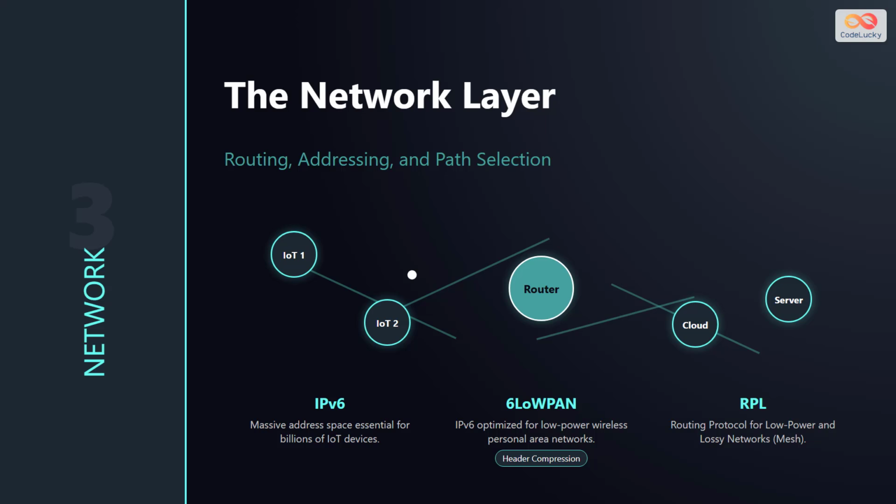Layer 3 is the network layer. This is where routing happens. If you need to send a message across the world or just across a large mesh network, this layer handles the addressing and path selection. In IoT, we use protocols like IPv6 and 6LoWPAN to give every tiny sensor its own IP address.